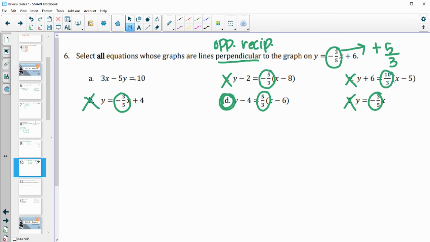So then let's look at part A. So we would subtract the 3x, and then we would end up dividing by -5. Negative over negative is positive 3/5, so that one's not good either.